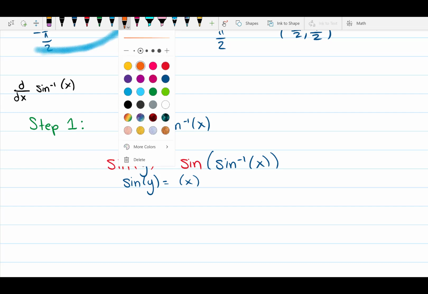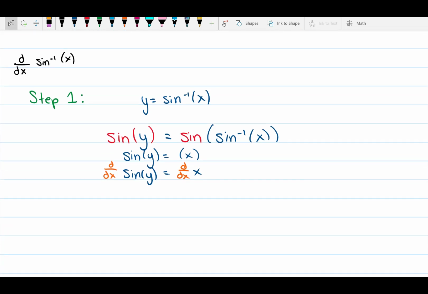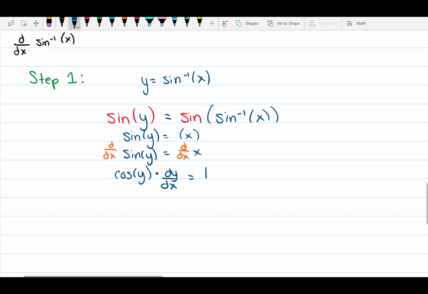So the next step now is to go ahead and take the derivatives. So we're going to take the derivative of both sides. So using implicit differentiation, we get the derivative of sine of y is cosine of y times dy dx, which is equal to 1. So we want to get dy dx all by itself, so we're going to divide both sides by cosine of y. And we get dy dx is equal to 1 divided by cosine of y.